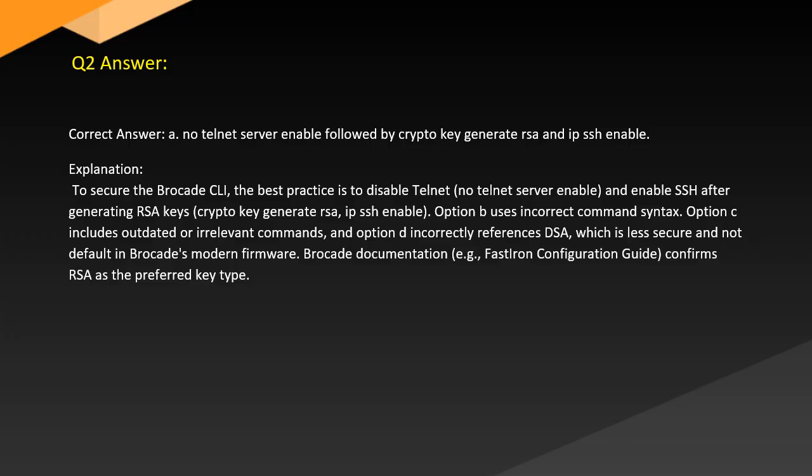Option C includes outdated or irrelevant commands, and option D incorrectly references DSA, which is less secure and not default in Brocade's modern firmware. Brocade documentation, e.g. the FastIron configuration guide, confirms RSA as the preferred key type.